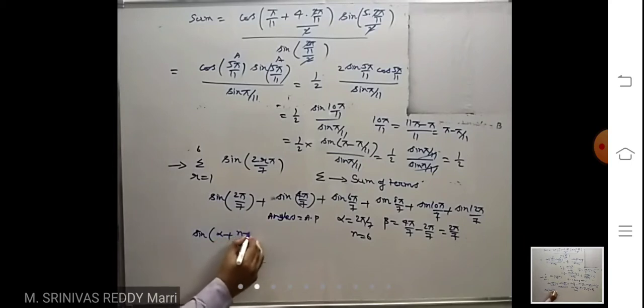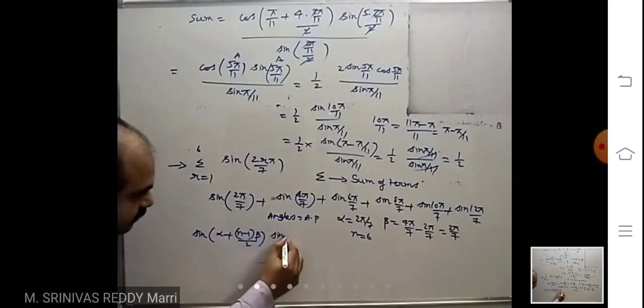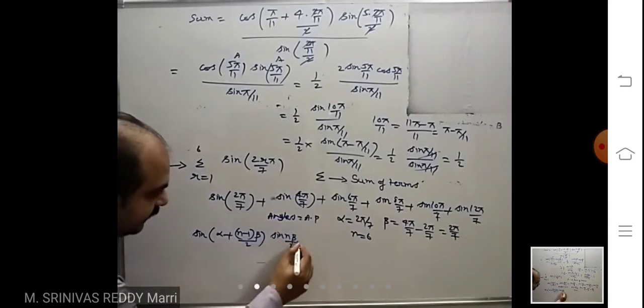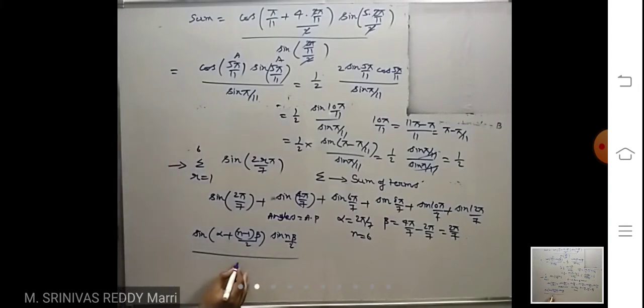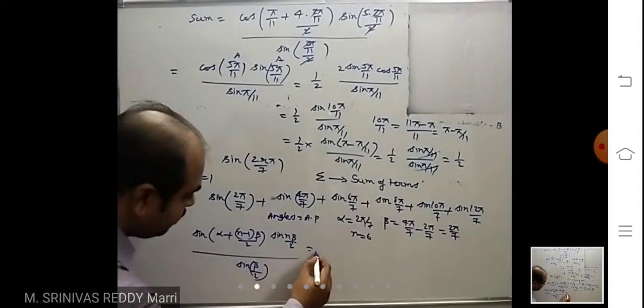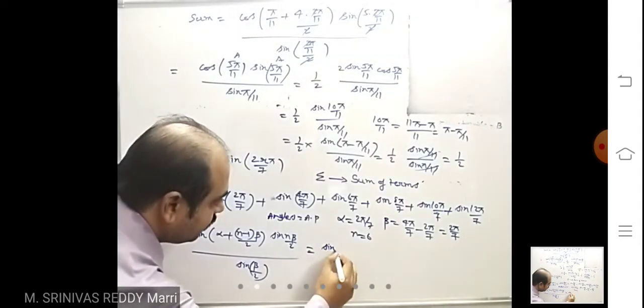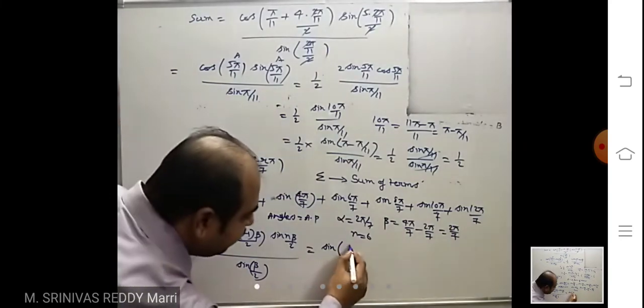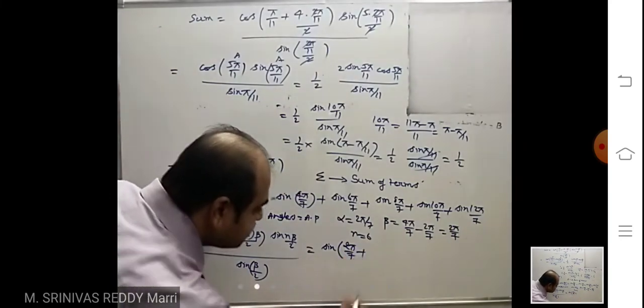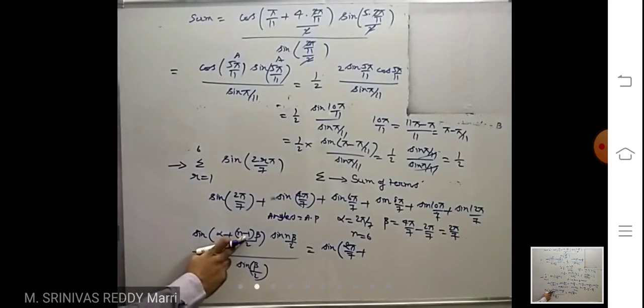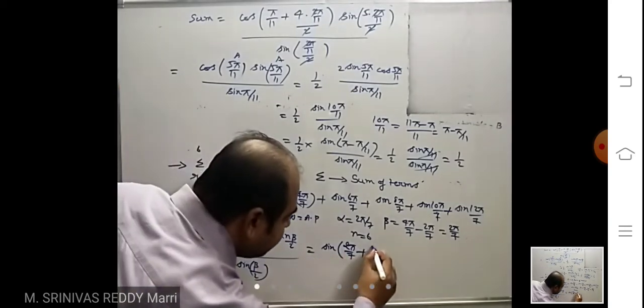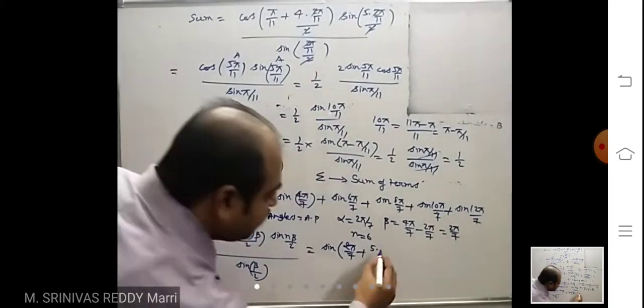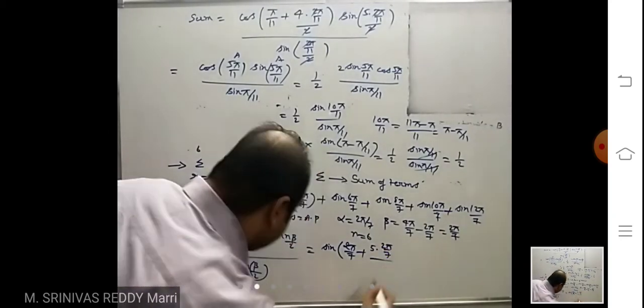Sine of alpha plus (n minus 1) beta by 2, into sine of n beta by 2, divided by sine of beta by 2. This is the formula. Now if you substitute here, sine of alpha, which is nothing but 2 pi by 7, plus, n minus 1 means 5, into beta, 2 pi by 7, divided by 2.